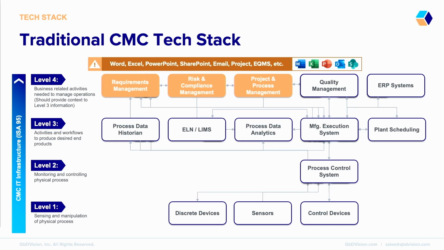So, this is the tech stack, the ISA 95 structure: level 1 systems, level 2, level 3. This is where all the data is feeding into historians and ELNs and LIMS and analytics. Level 4 has traditionally been quality management systems and ERP solutions. And then, of course, the chaos of managing requirements and risk and compliance and project and process management in Microsoft Office, right? This is where it sits. Emails, Word documents, PowerPoints, Excel spreadsheets. And so this is the traditional tech stack.